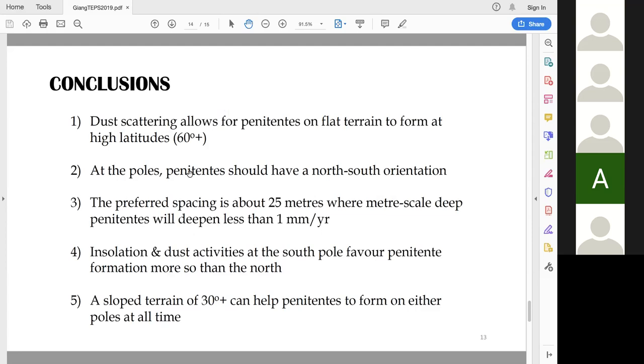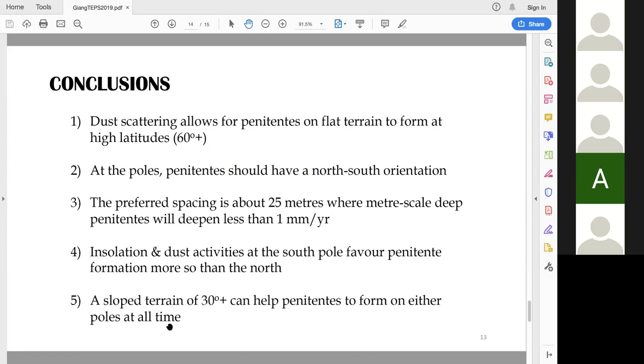And so, conclusions: dust scattering allows for penitentes on a flat terrain to form at high latitudes. At the poles, penitentes should have a north-south orientation. The preferred spacing of water-based penitentes is about 25 meters, and they will deepen by less than a millimeter a year. And so insolation and dust activity at the South Pole favor penitente formation more so than the North.